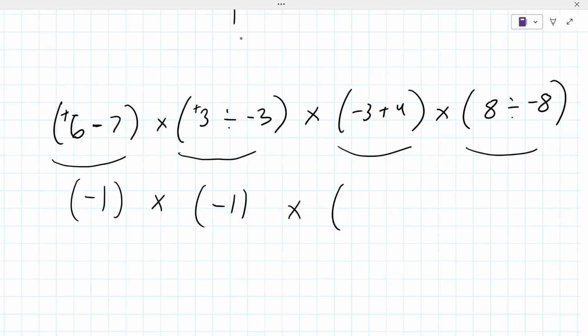How about -3 plus 4? -3 plus 4, since they're different, you'll subtract them without the signs, which is +1. Okay. And then 8 divided by -8? It will be negative, wait, -1. All right.